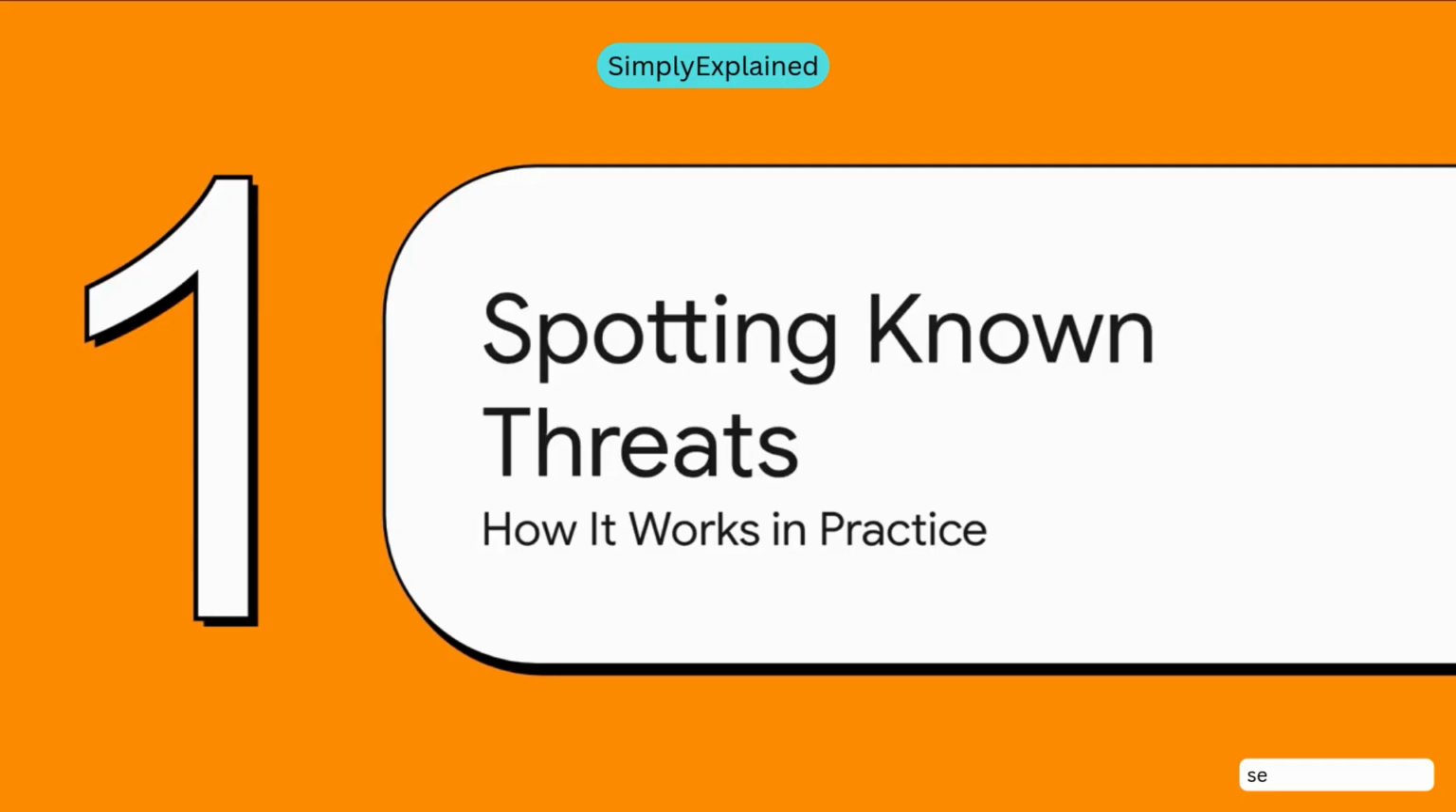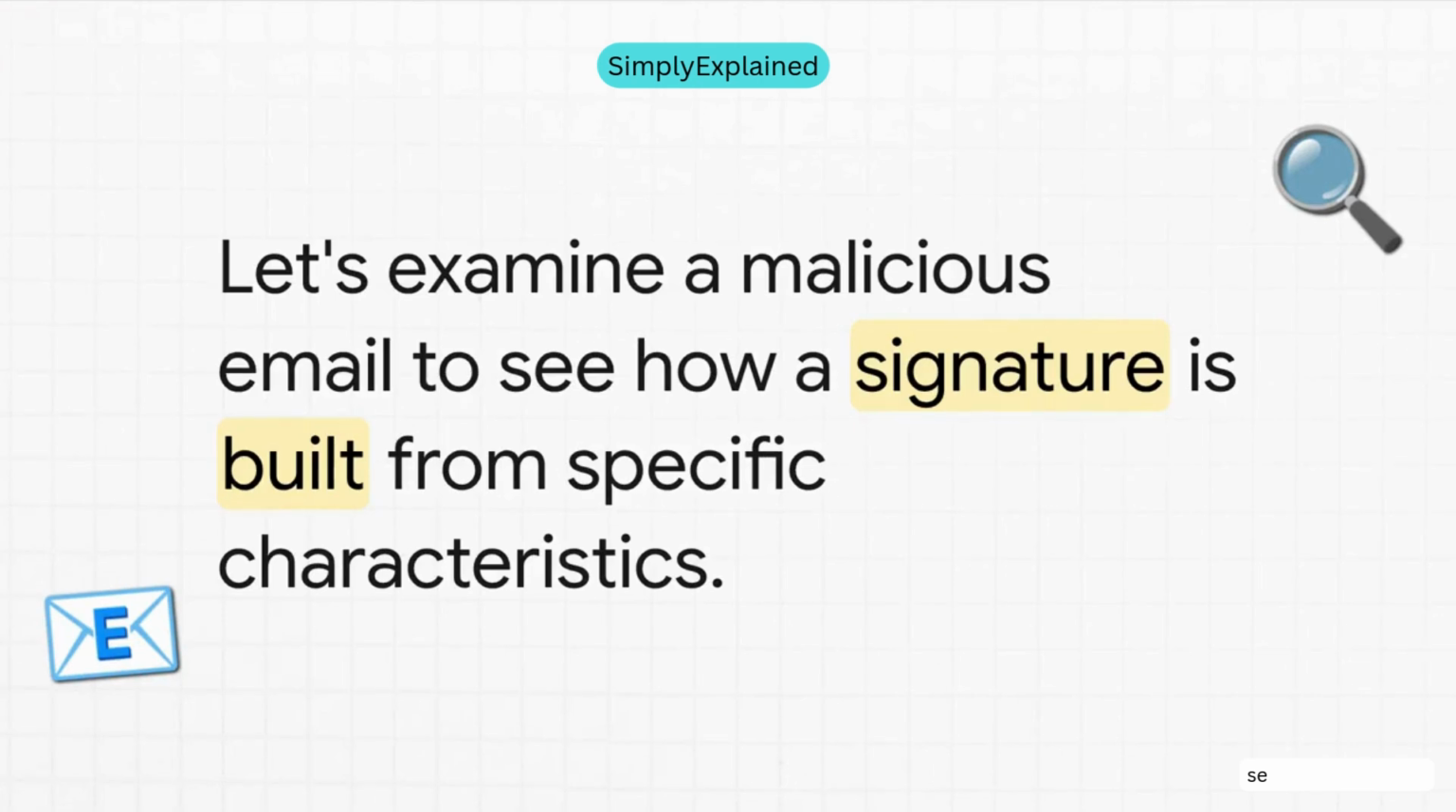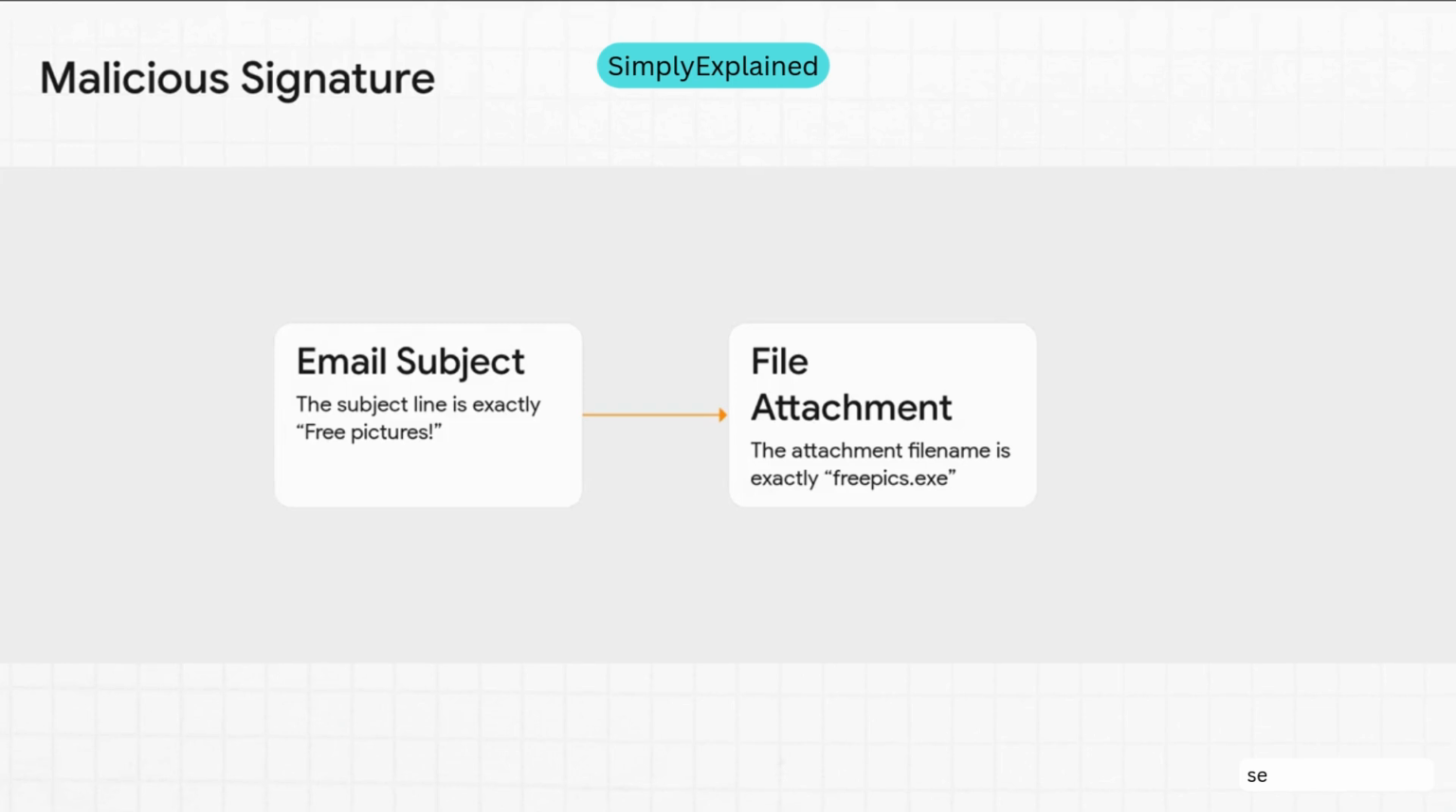Okay, so let's get practical. How does this most wanted list actually work in the real world? What do these signatures even look like? Let's use a classic example that I'm pretty sure we've all seen in one form or another. A nasty email trying to trick you into opening up something you definitely shouldn't. Now, here's where it gets interesting. A signature often isn't just one single thing. It's usually a combination of things that have to be true at the same time.